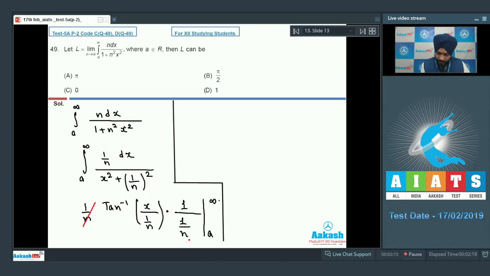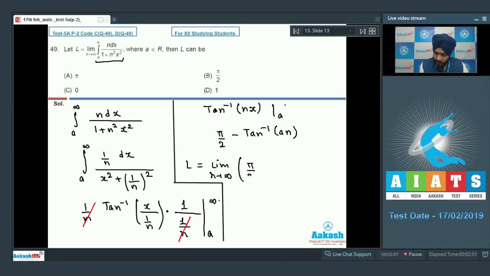Now 1 by n getting cancelled. I have tan inverse nx from a to infinity. And tan inverse infinity is obviously pi by 2 minus tan inverse of an. Now students, again we have just evaluated the definite integral. L is limit n tends to infinity, pi by 2 minus tan inverse of an. That is the simplified value of the definite integral.